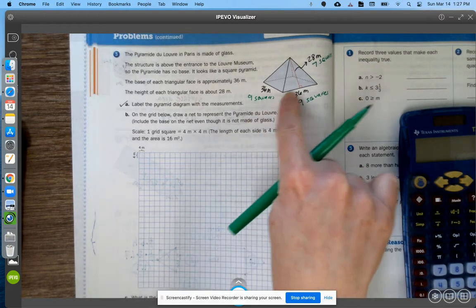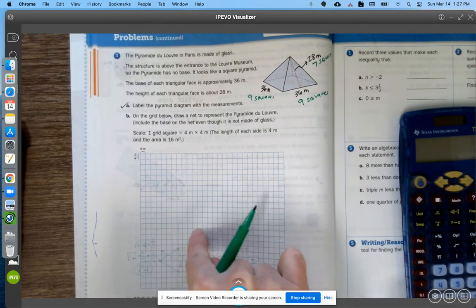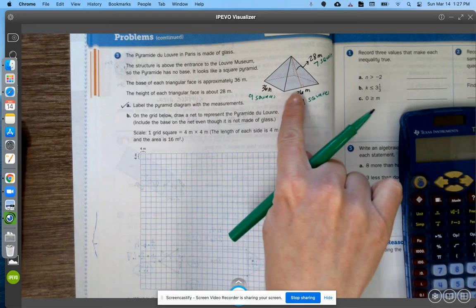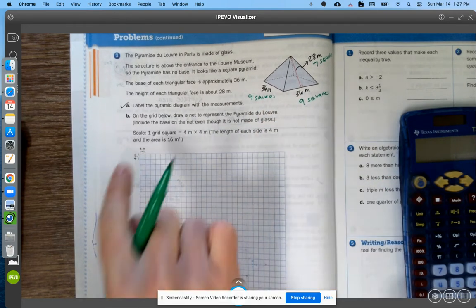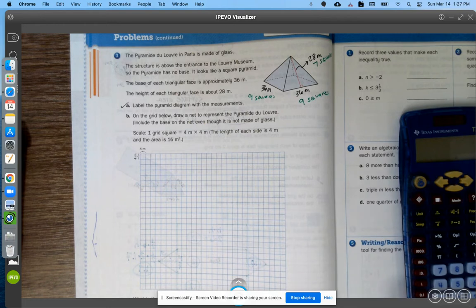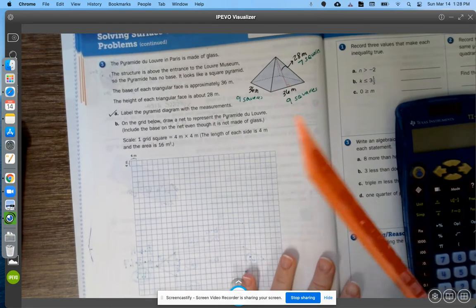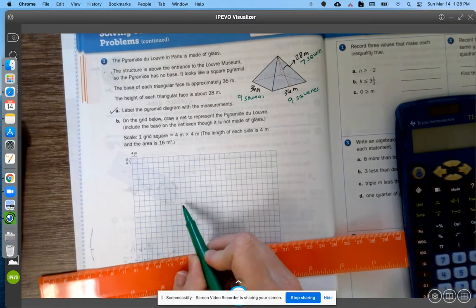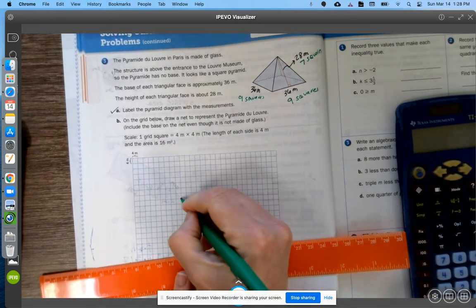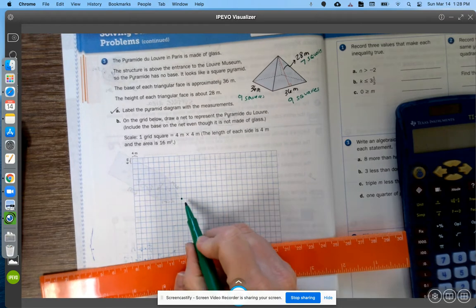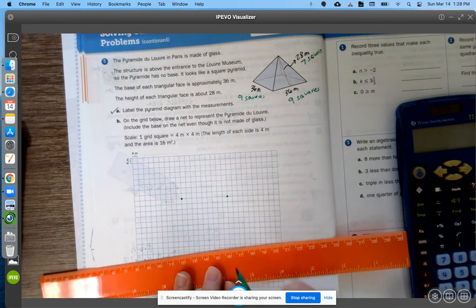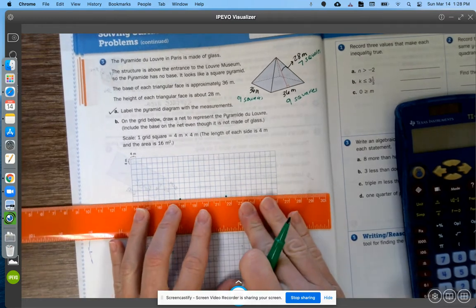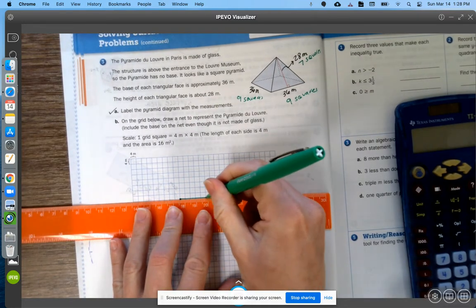So our base is a square, and I want to start with that square right in the center. And it is 36 meters, but we figured out that we're going to do 9 squares by 9 squares to make it match with the scale of this grid. So as centered as you can, let's just pick a corner. Let's go for right there. And then I'm going to draw 9 squares over. So 1, 2, 3, 4, 5, 6, 7, 8, 9. So that's going to be the top of my square to get that base.